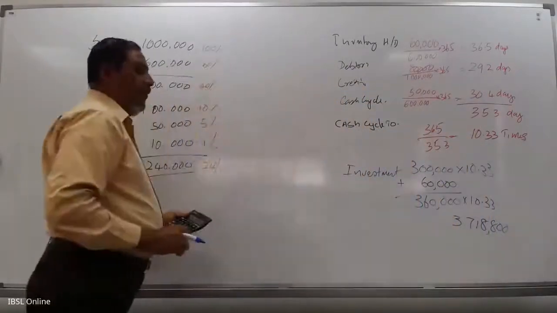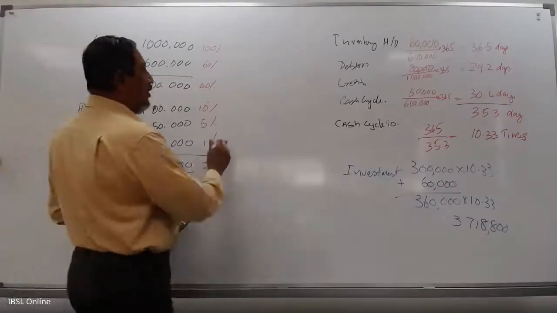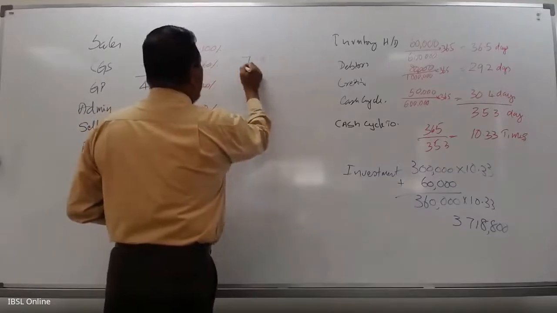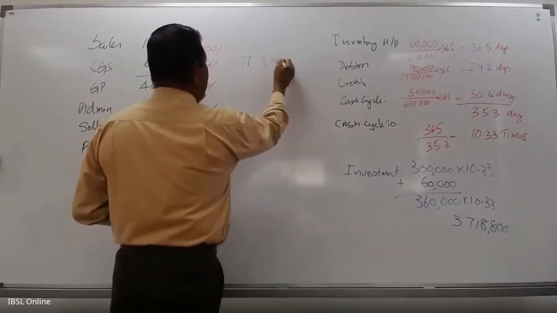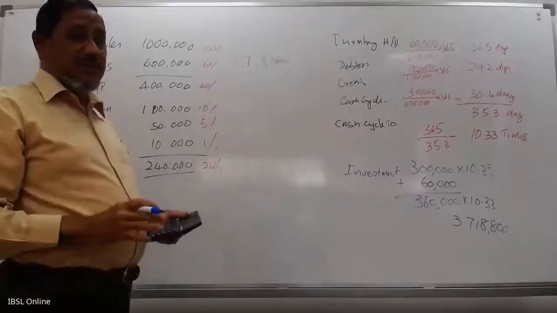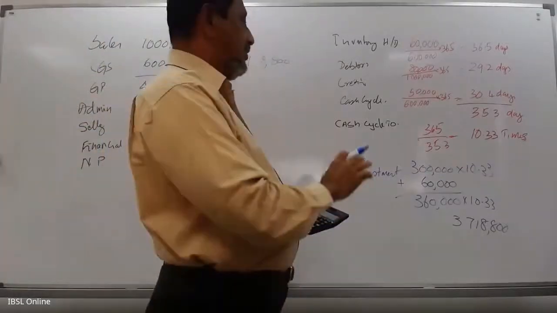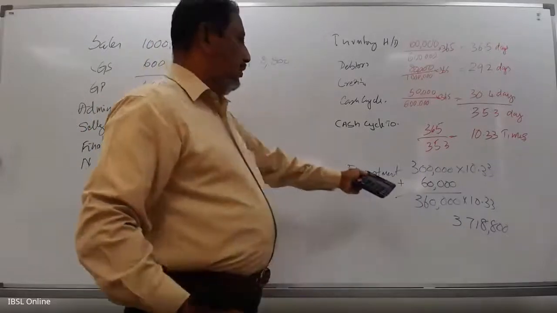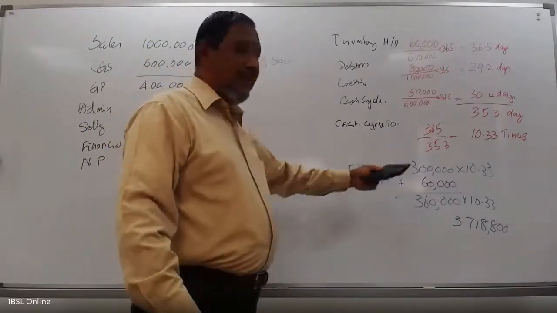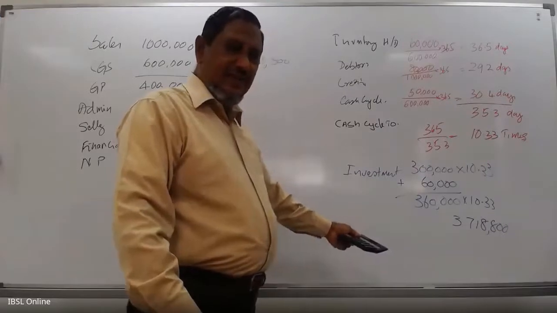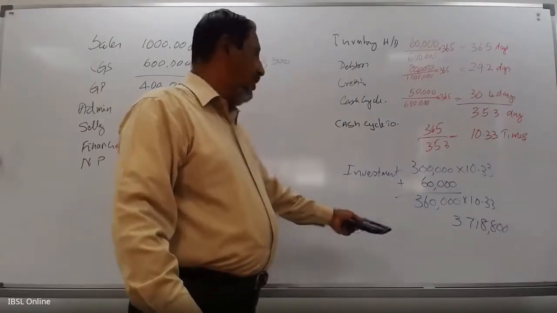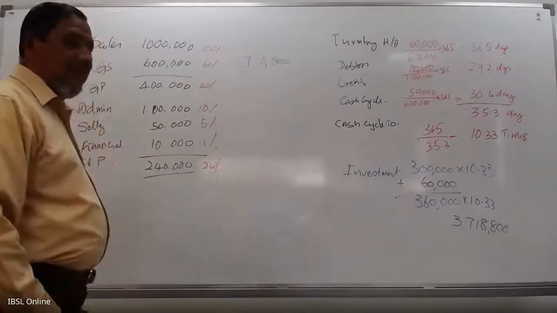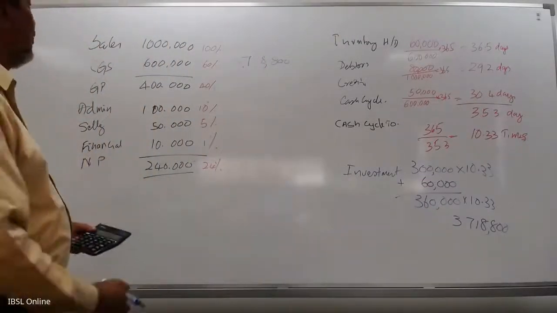So the cost of goods sold, therefore, 3,718,800. If we invest 300,000 in a business plus carry forward balance of 60,000, it will come to 360,000. It will rotate in the business 10 times, generate profit 10 times, and therefore the accumulated figure will be 3.7 million 18,000. Then what will be the sales?